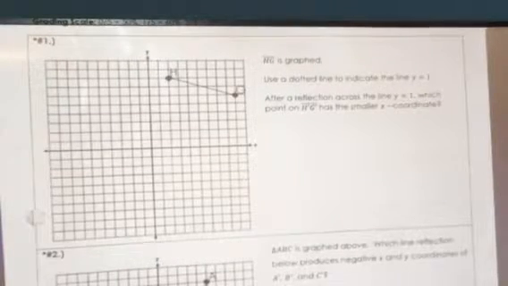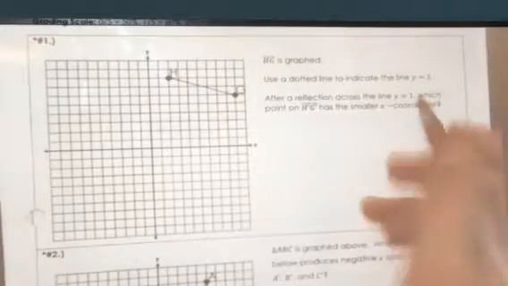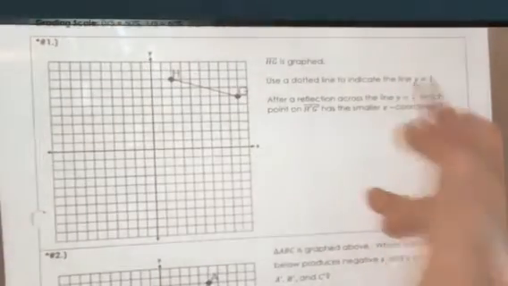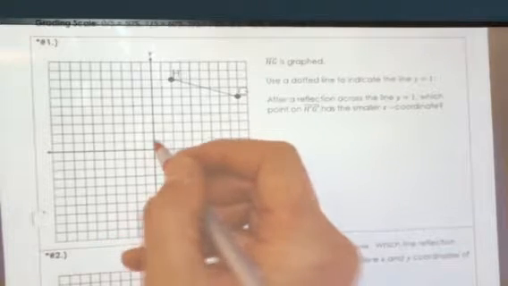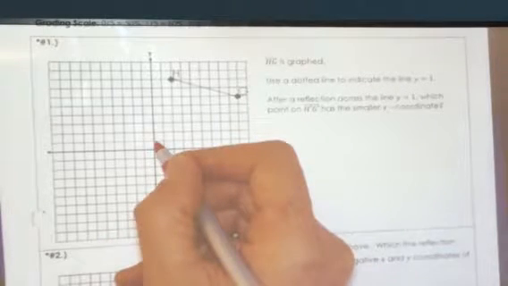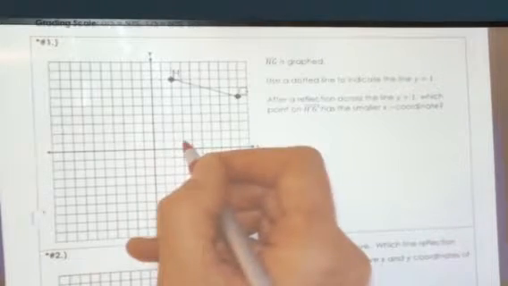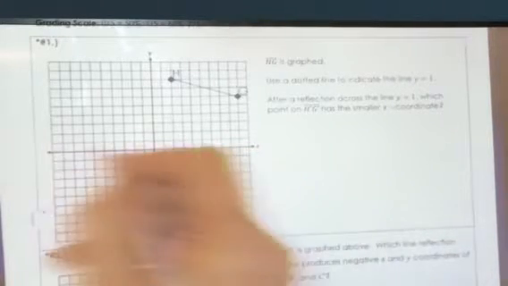Exit ticket 4.02. Line segment HG is graphed. Use a dotted line to indicate the line y equals 1. So, if I go to the origin, where does y equal 1? Y equals 1 here. Y equals 1 here and here and here. All of this is y equals 1.